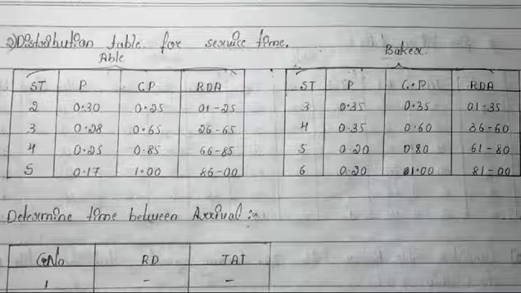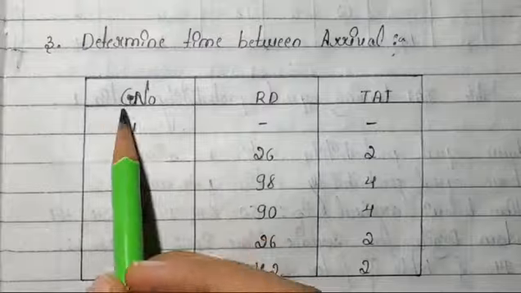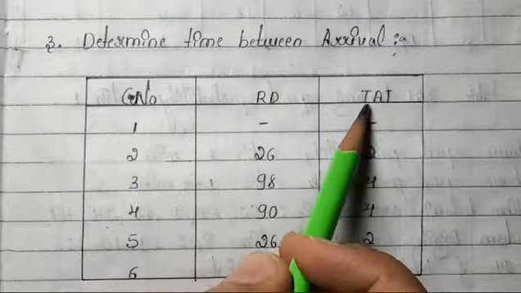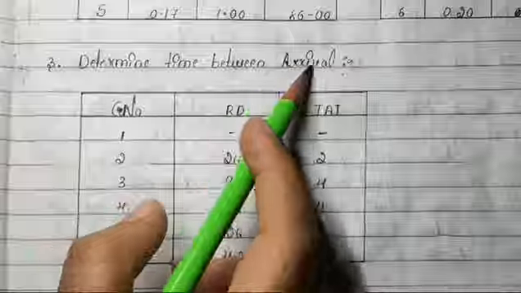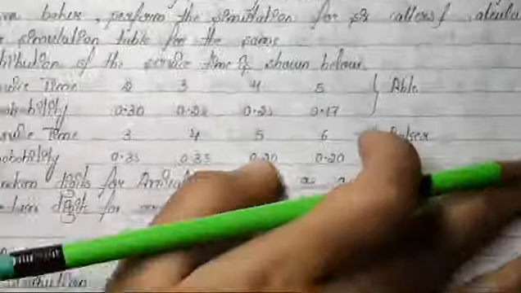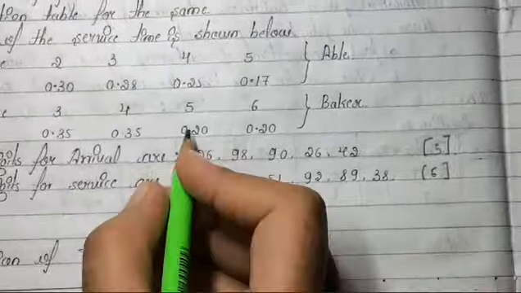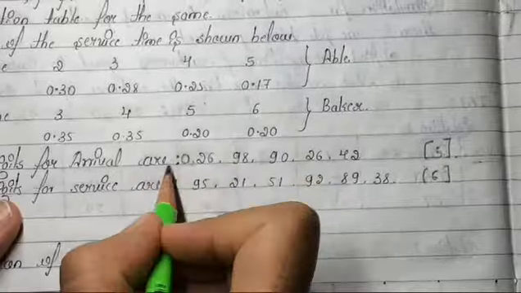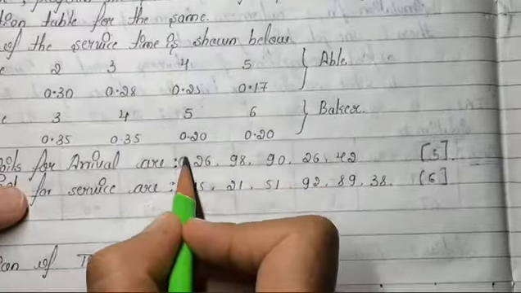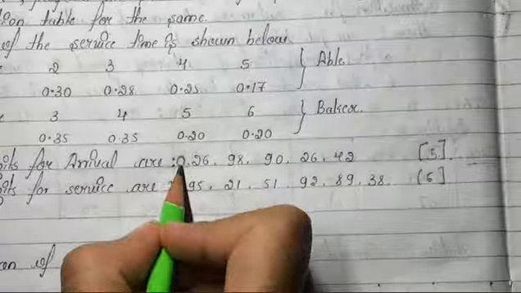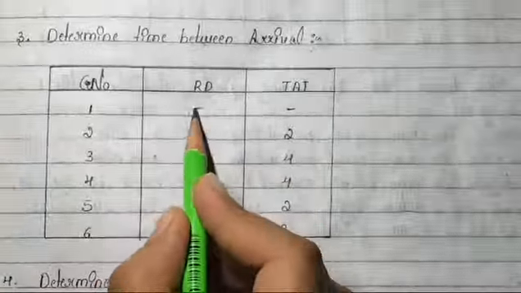Next, the third step is to determine time between arrival. Here we need 3 columns: customer number, random digit, and inter arrival time. Random digits for arrival time are given in the question, here. We need to consider 0 for the first arrival. Always consider 0 in any problem. You always consider the random digit for the first arrival as 0, and so here we are writing it as a dash.